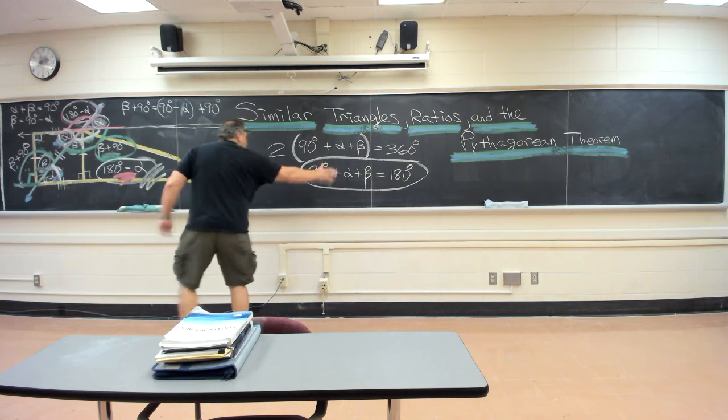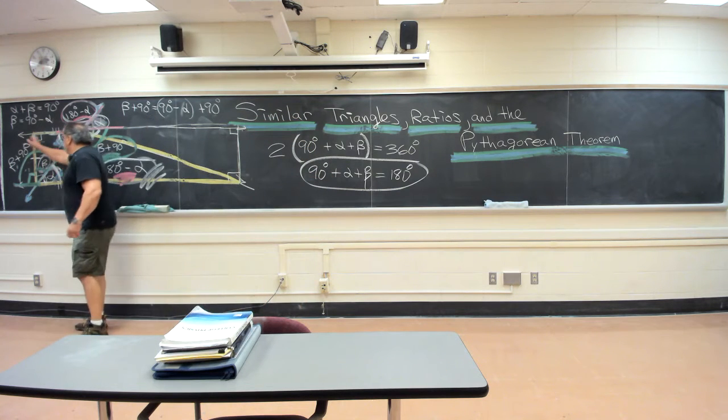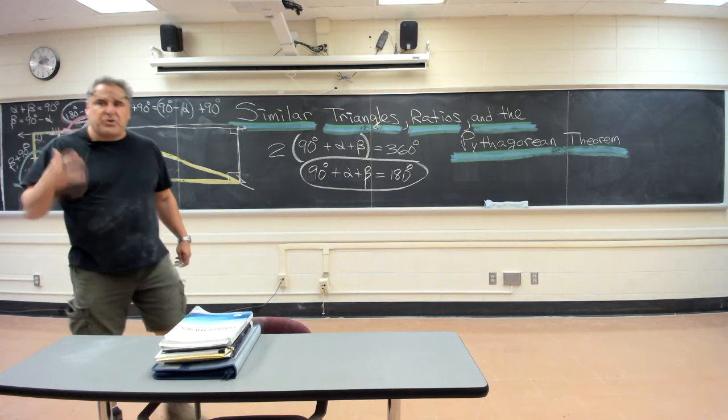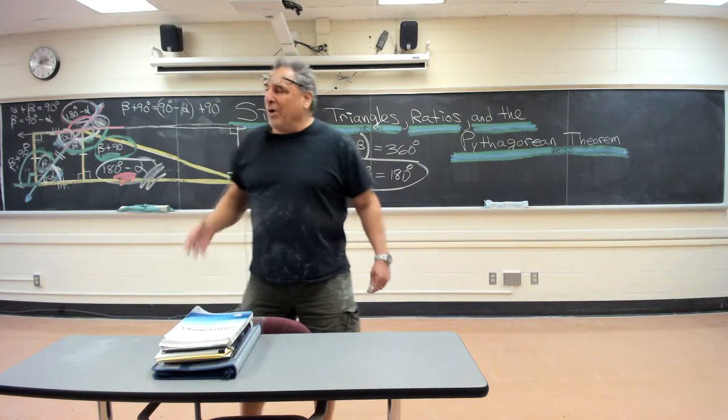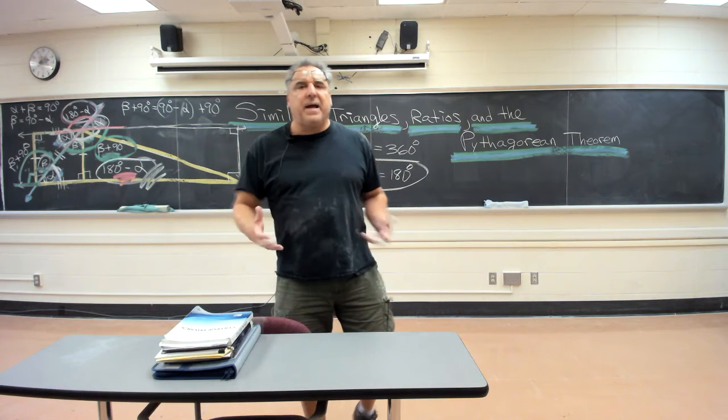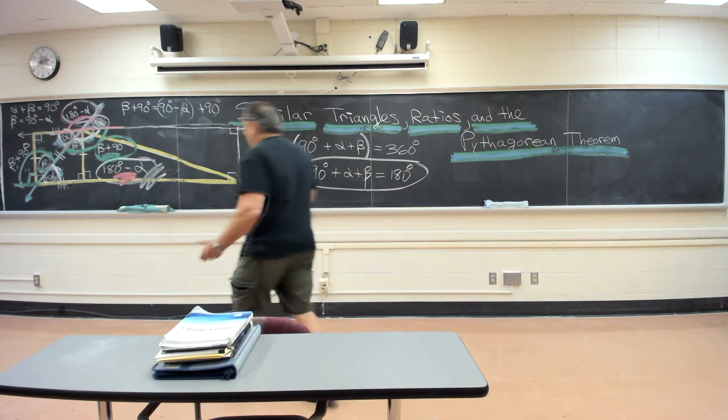Yeah, we just did the math, we got 180, and wait a minute, the 90, the alpha, and the beta are all the angles in this right triangle. In fact, they're all the angles in any right triangle because I didn't specify what alpha and beta are. It'll work generally that way.